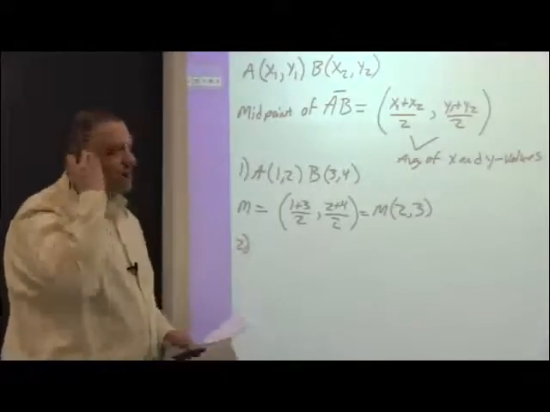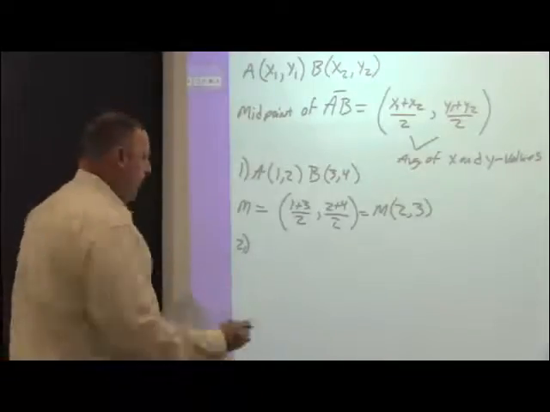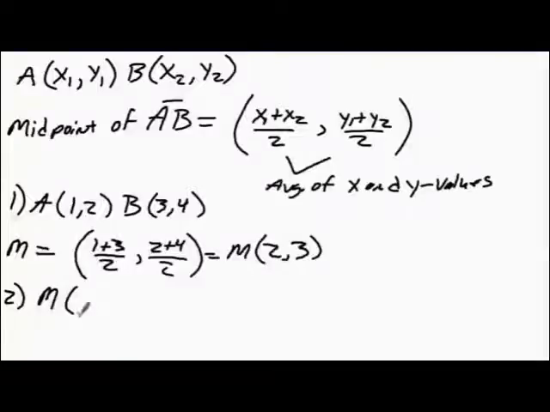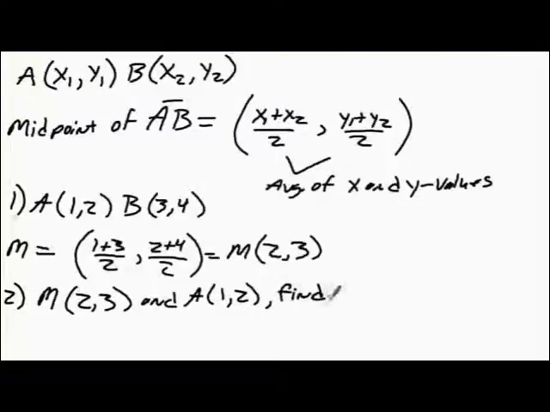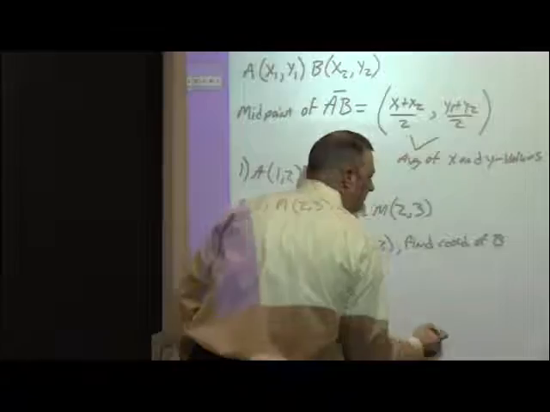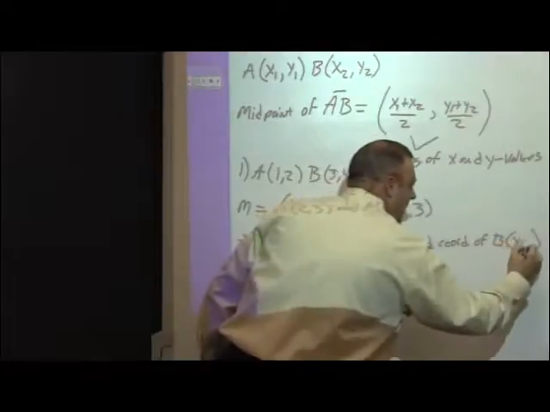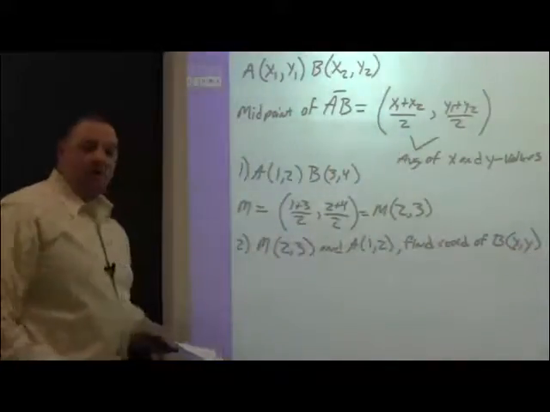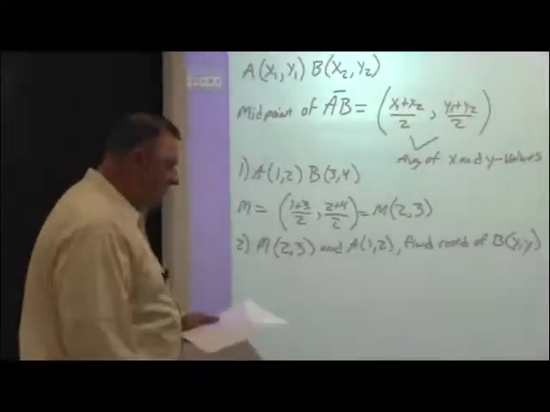Now I'm going to work with the same kind of numbers in this situation, but say they gave you the midpoint. Say they told you the midpoint was 2, 3. And they gave you point A of 1, 2. And you had to find the coordinates of B. Meaning you've got to find that x and y. Well, what you want to do is start with what you're given, the midpoint. And you have to remember the formula.